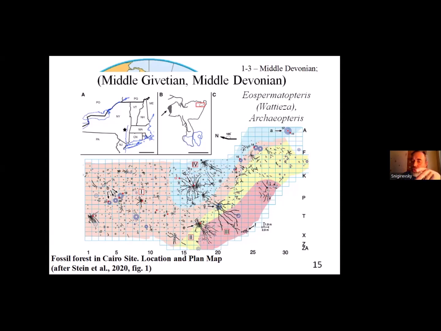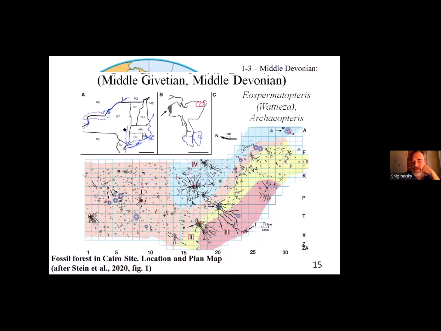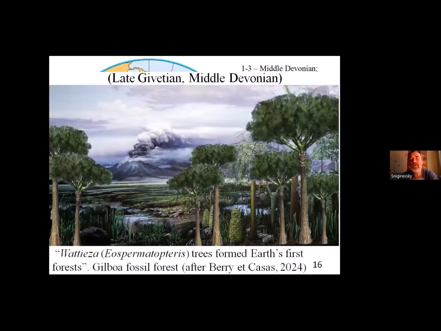and there are two prevalent forms, Eospermatopteris or Archaeopteris trees. Very similar is the Gilboa fossil forest of the Middle Devonian, late Givetian, like in Cairo. But this forest was formed exclusively by Eospermatopteris.